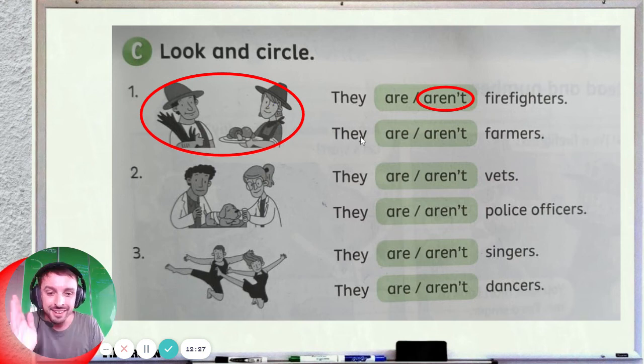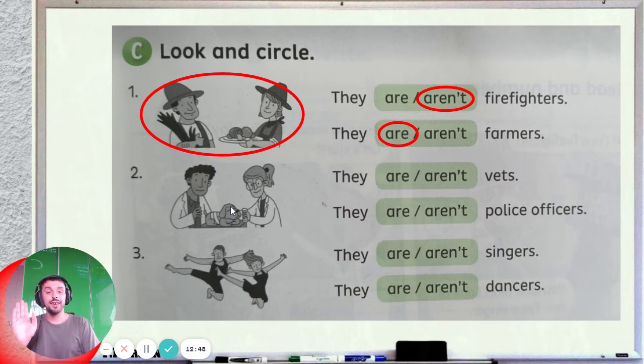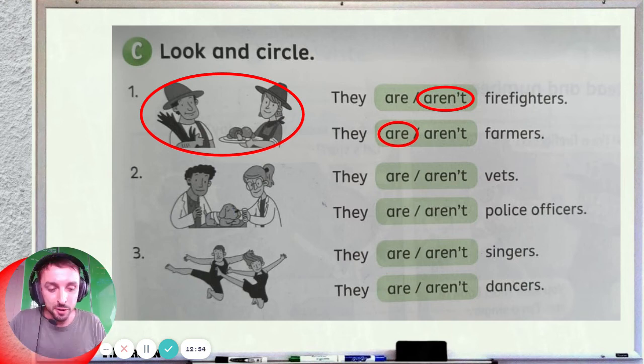Next one. Is it they are farmers or they aren't farmers? Is it are or aren't? Well, let's see. It is are, of course. You circle are because they are farmers. Are they farmers? Yes, they are. So you circle are. Now can you do number 2 and number 3 by yourself? Circle are or aren't.